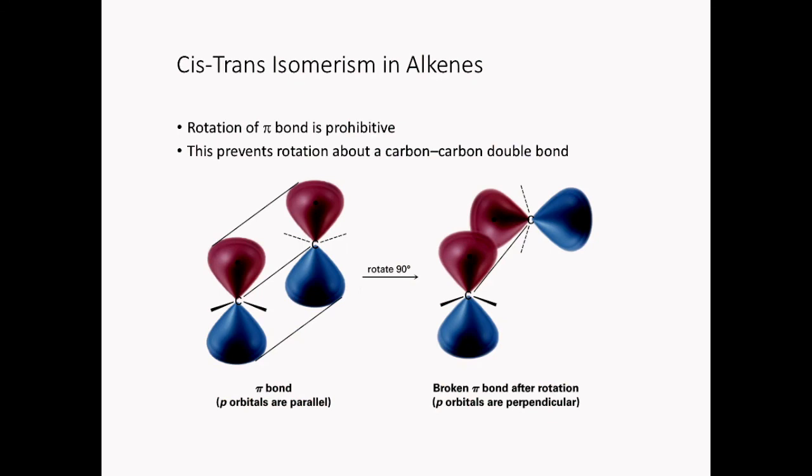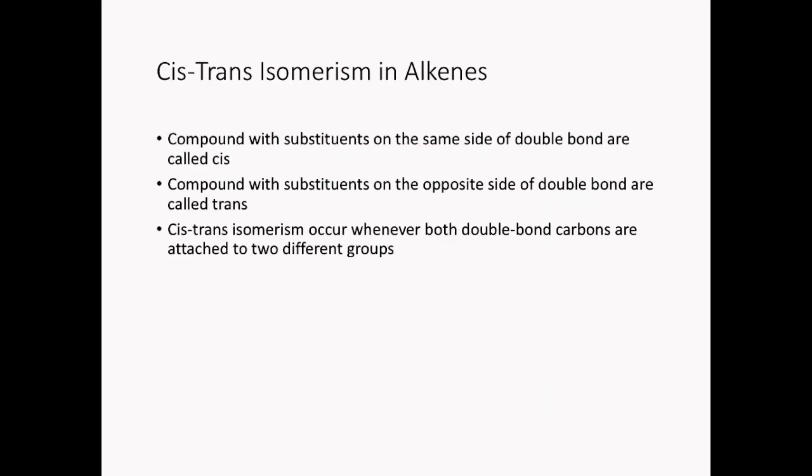The final topic is cis-trans isomerism in alkenes. So when you have a pi bond, rotation around that carbon-carbon double bond is prohibited. And if you actually rotated that, then you would break the pi bond. As a result, we get cis and trans isomerism. Compounds with substituents on the same side of the double bond are called cis, and those with substituents on the opposite side are called trans. And this will occur whenever both double bonded carbons are attached to two different groups.